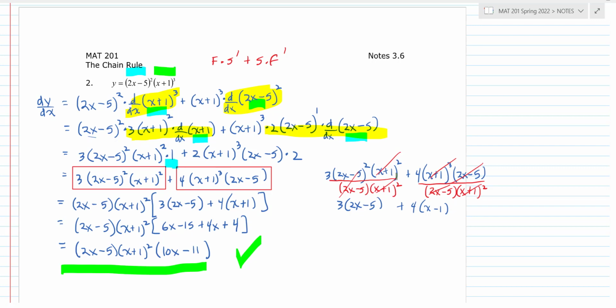So see what you're left with is this. That goes there. And then from there, it's easy to finish up. It's just a matter of distributive property, 6x minus 15, 4x plus 4, collect like terms, and then you got it. Okay? All right, so I hope we did okay on those, or you got close.